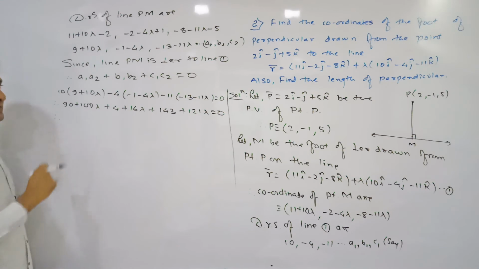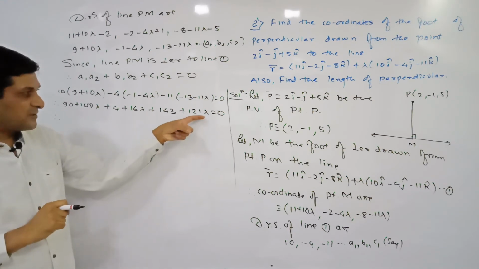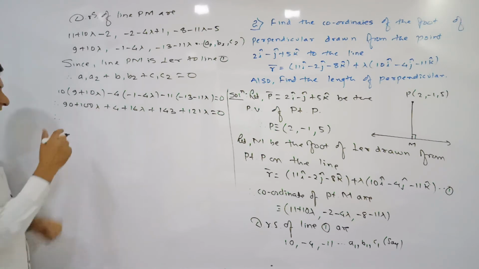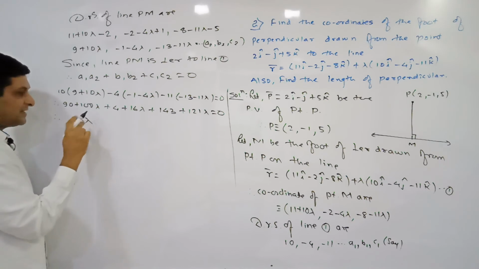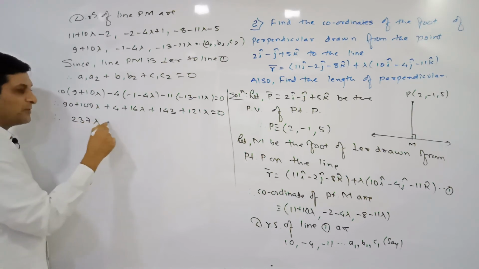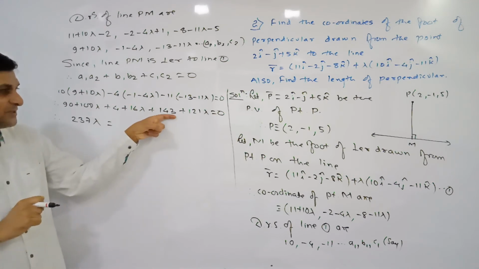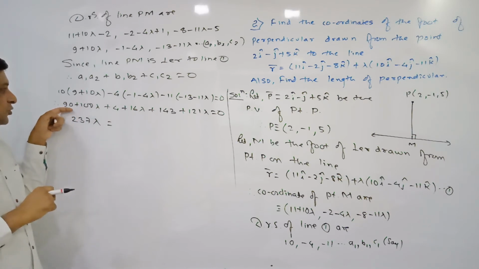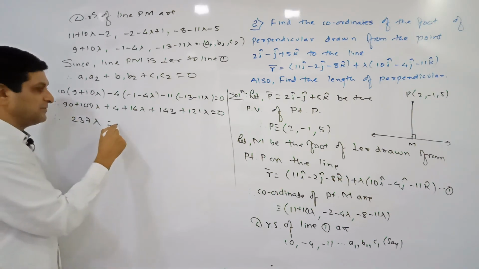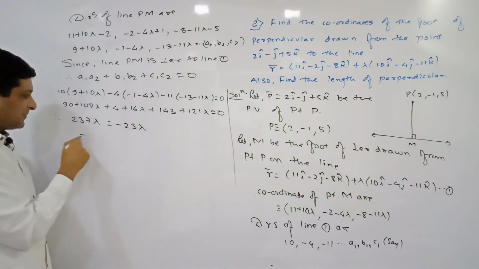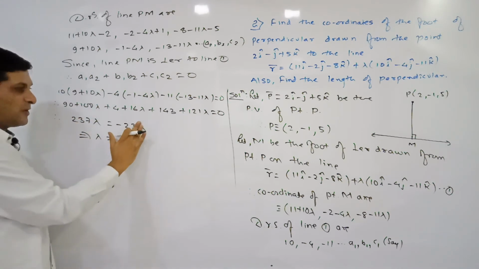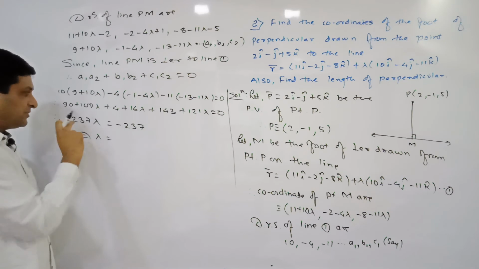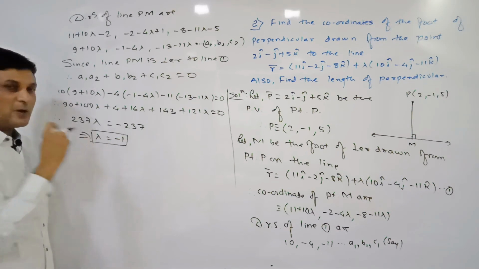Now first we are collecting the terms of lambda. Let us see what we'll get. 121 plus 16 is 137. 137 plus 100 will be 237 lambda. Now collect the constant terms. 143 plus 4 is 147. 147 plus 90 will be 237. Plus 237 on this side will become minus 237. So which implies that lambda is equal to, this term will get divided on this side, and the division will be equal to -1. In this way we have got the value of lambda.